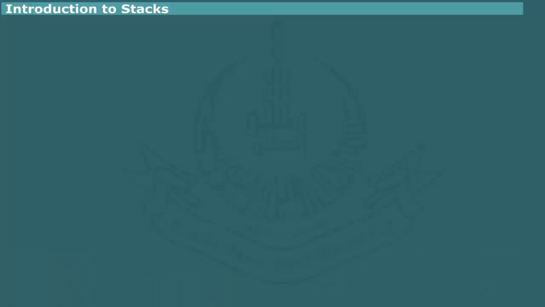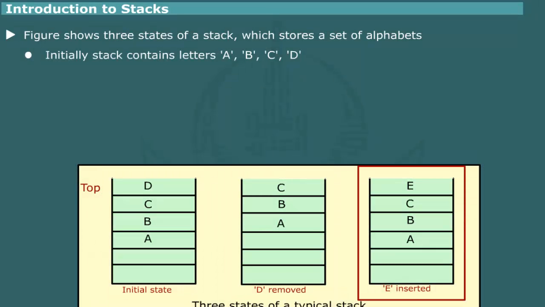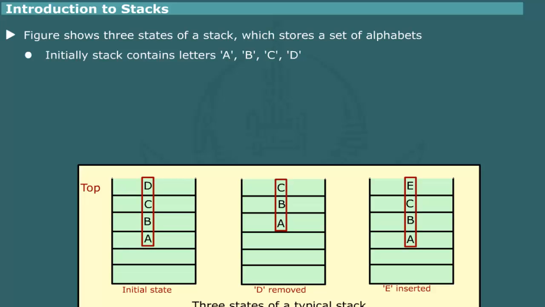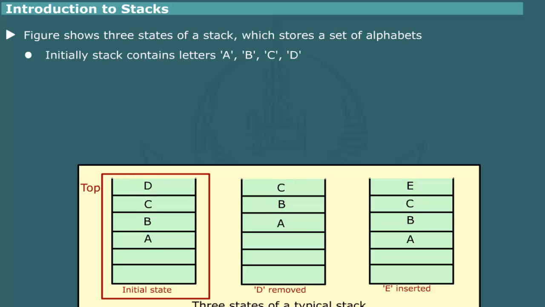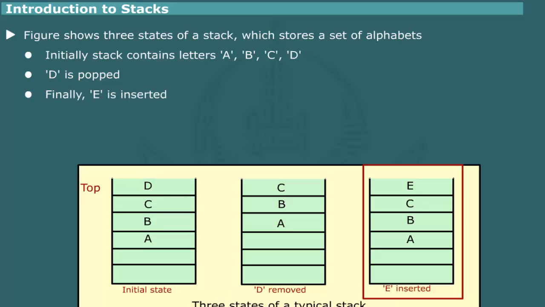Let us look at a simple example to understand the working of a stack. Figure shows 3 states of a stack, which stores a set of alphabets. First figure shows the state with 4 elements A, B, C, D, with D at the top. Second figure shows the state after D has been popped off the stack. Last one indicates the state after E has been pushed onto the stack.